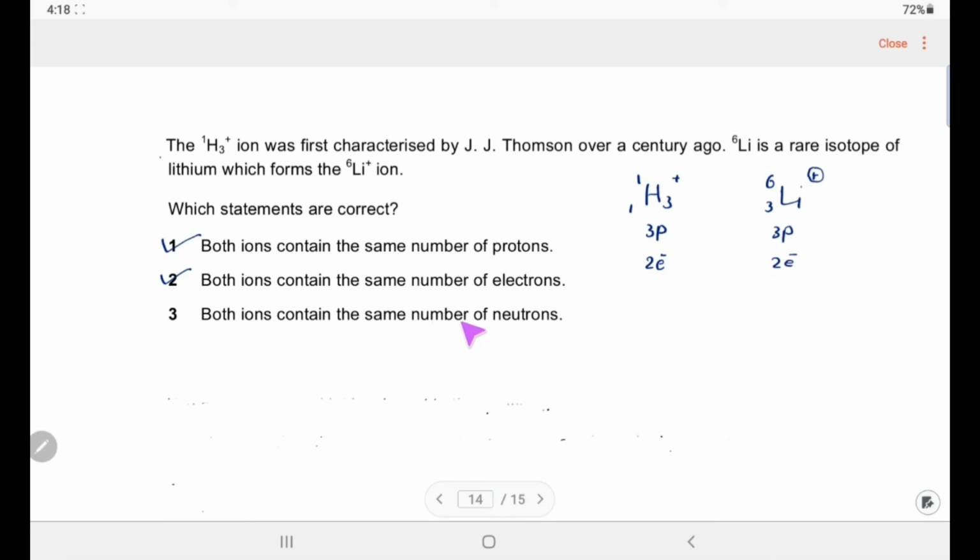Both ions contain the same number of neutrons. No, hydrogen has a mass number of 1 and it is protium, and protium has no neutrons, it has 0 neutrons. While lithium, 6 minus 3 becomes 3 neutrons. Suppose this N is for neutrons, so statement 3 is incorrect. So your choice will be 1 and 2, both are correct.